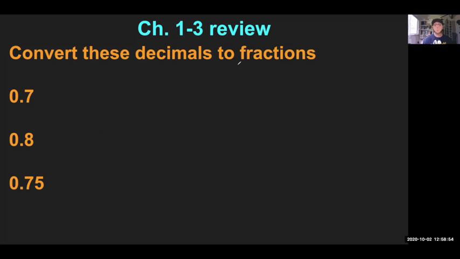Cool. So now you try this one, 0.75. Hint, you should have this memorized. Ready, go. All right, so you should have that. If you don't have it memorized, you can still do 75 over 100, and then the biggest number that fits into both of these is 25. 75 divided by 25 is 3. 100 divided by 25 is 4. So 0.75 is the same as 3/4. Cool.